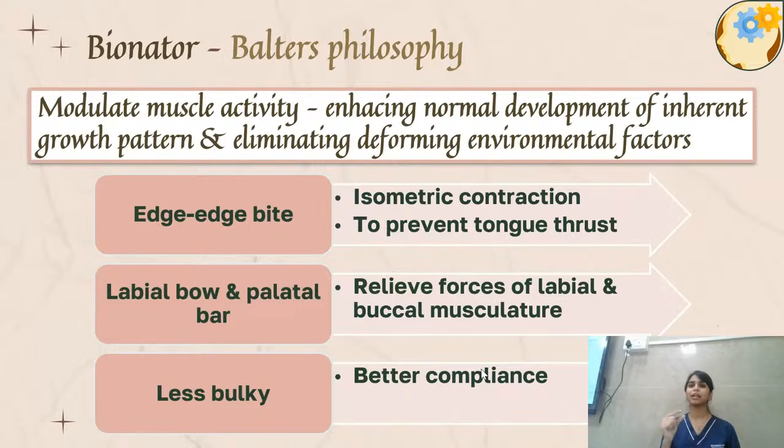So, we just discussed that if our bite opening will be less, that is less than 4 millimeter within the physiological rest position, then isometric contraction will come into play. So, he had put into use isometric contraction. At the same time, the more important factor here is he didn't open the mandible more, he ensured edge to edge bite to prevent the tongue thrust from developing. Along with that, he incorporated labial bow and palatal bar to relieve the forces of labial and buccal musculature. And since he involved more wires and less of acrylic, the appliance was less bulky and there was better compliance.